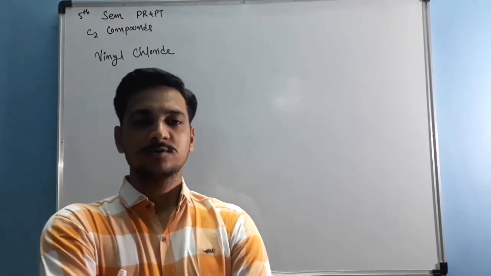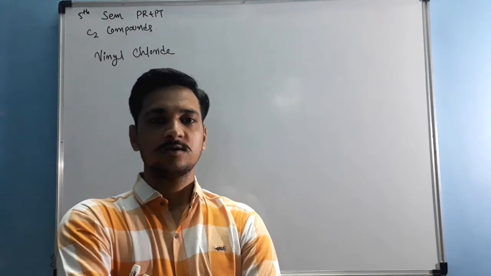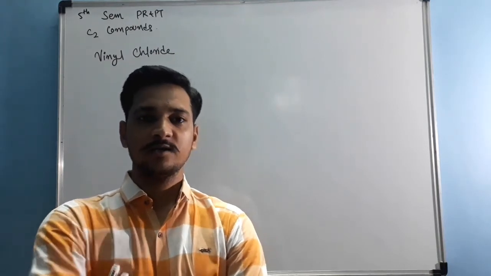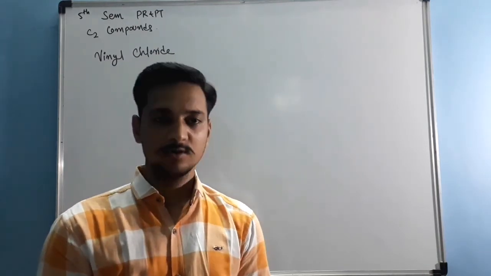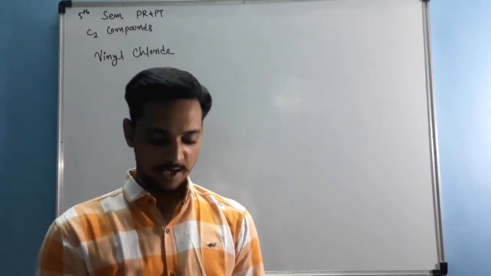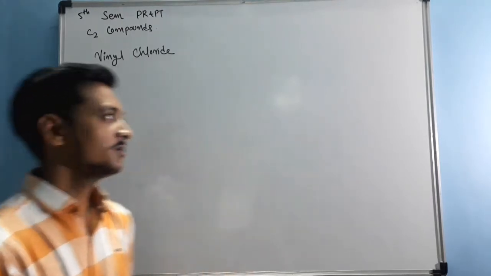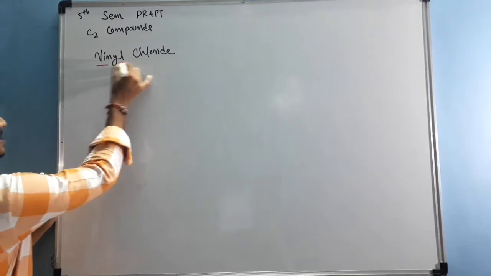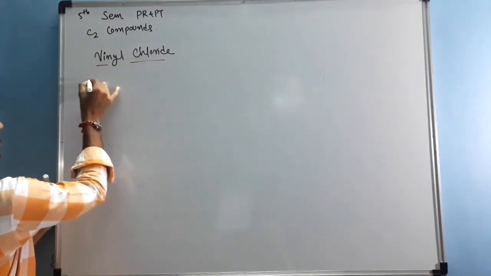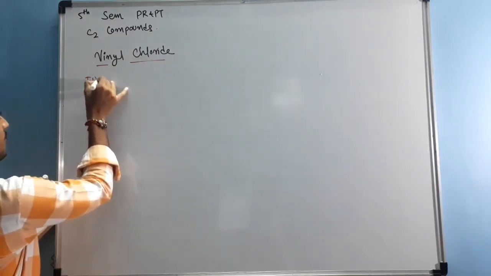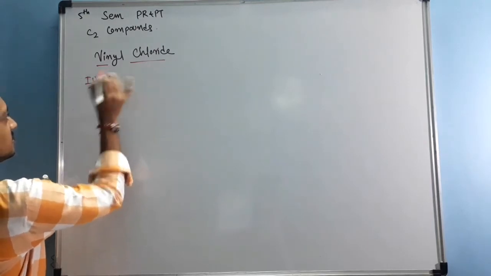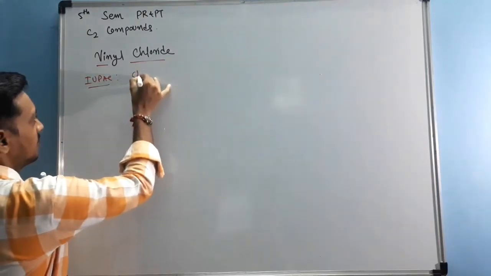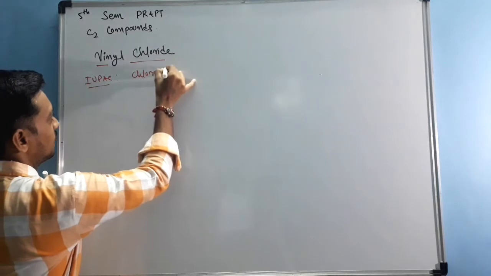C2 compounds, we already discussed ethylene dichloride. Now today we are going to discuss vinyl chloride. So first of all, let's discuss properties. Vinyl chloride, its IUPAC name is chloroethane.